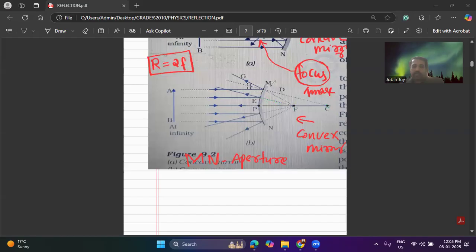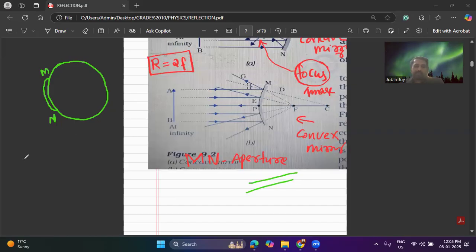And one more point: in this part, this is the sphere and this is the mirror, a part of the sphere. This point is M and this is N, and we call MN the aperture. MN is called aperture.